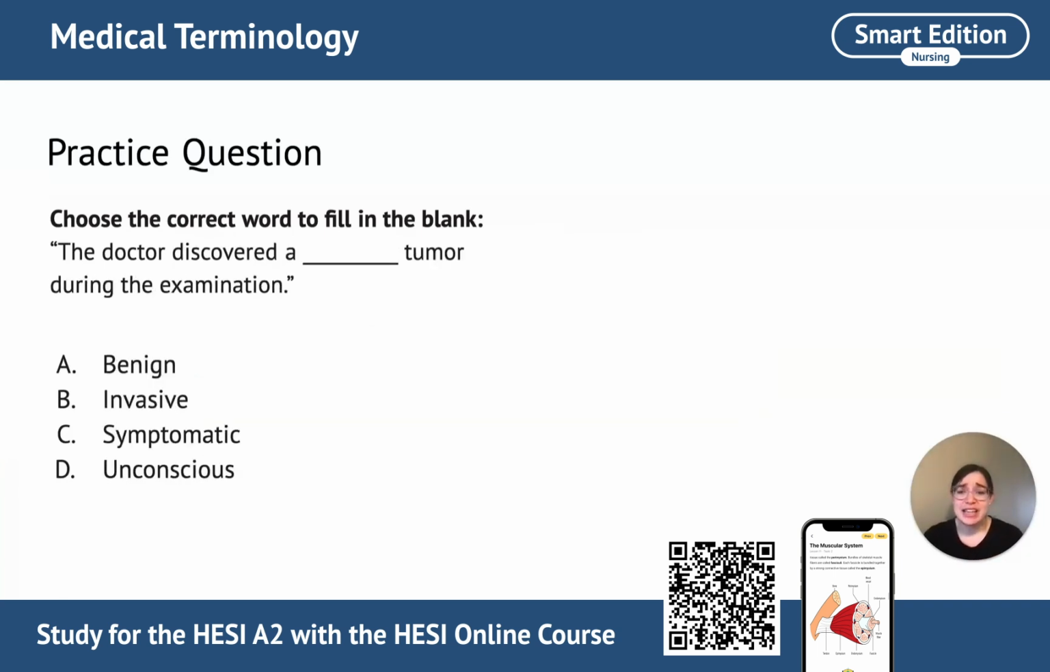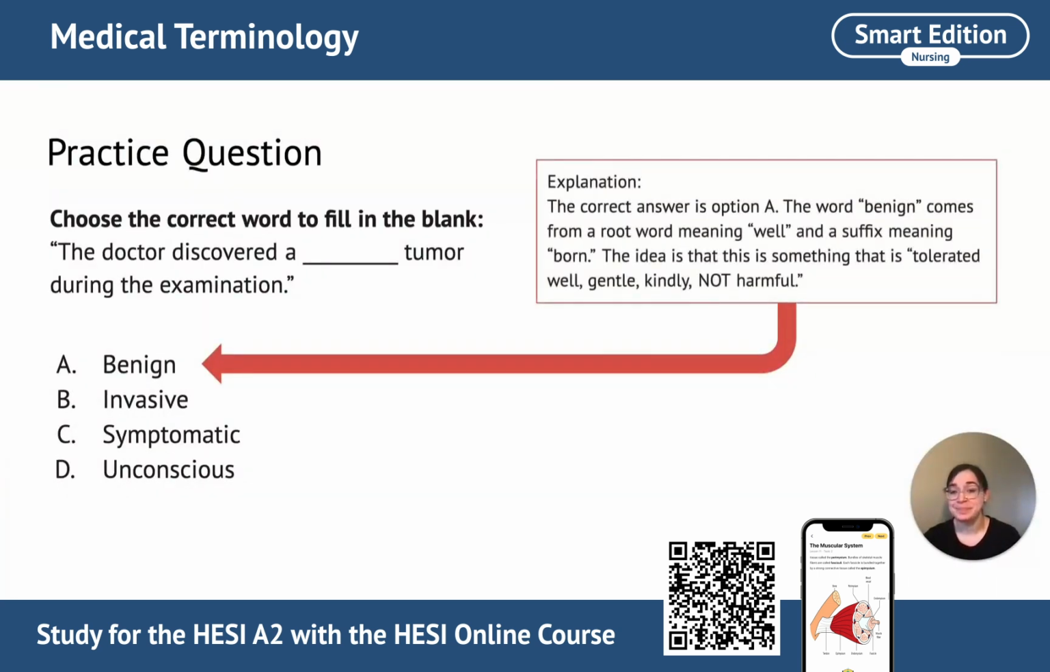The doctor discovered a blank tumor during the examination. Is it A, benign? Is it B, invasive? Is it C, symptomatic? Or is it D, unconscious? And the correct answer is option A, benign.